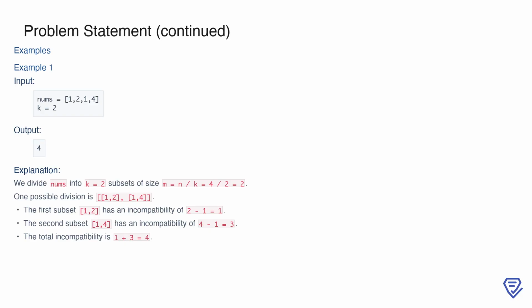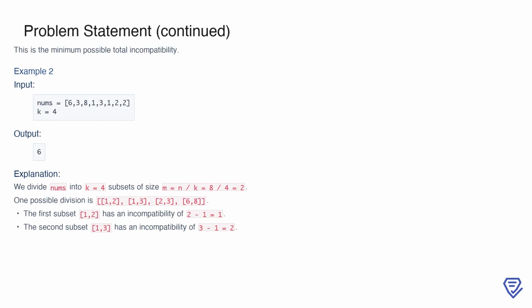One possible way to divide nums is into the subsets [1, 2] and [1, 4]. For the first subset, [1, 2], the incompatibility is calculated as 2 - 1 equals 1. For the second subset, [1, 4], the incompatibility is 4 - 1 equals 3. Adding these values together gives us a total incompatibility of 1 plus 3 equals 4. This is one valid division of the array, and the output in this case is 4, as it is the minimum total incompatibility. This division of the subsets represents the minimum possible total incompatibility for the given input.